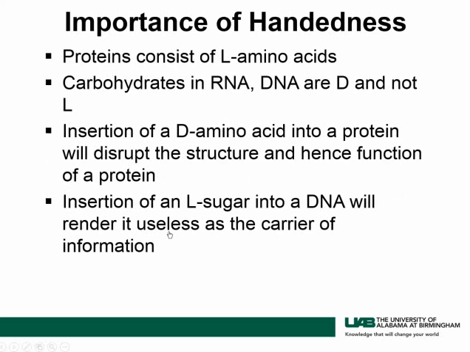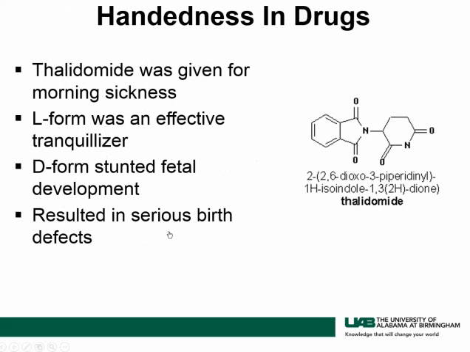Again, proteins consist of L amino acids. All the carbohydrate configurations are D, and so insertion of a D amino acid into a protein will mess up the structure. Insertion of an L carbohydrate into, let's say, DNA will mess up the structure of the DNA or the RNA. Chirality is important when you begin to look at drugs and their activity. When we talk about drugs, we're talking about chirality or the handedness.